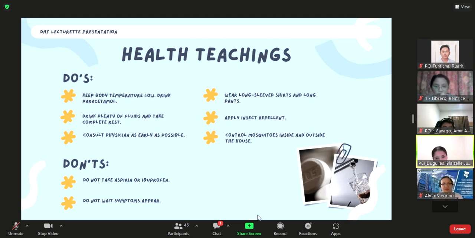Protect the family and the patient from mosquito bites and to avoid dengue fever. Especially when sleeping, because mostly at night is the time when there are many biting mosquitoes, especially for the children, since the lights in the house are turned off. Then next, control mosquitoes inside and outside the house.